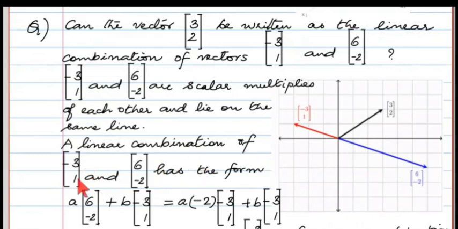Actually, this one is a scalar multiple. A linear combination of (-3, 1) and (6, -2) has the form a into (6, -2) plus b into (-3, 1); you can use lambda 1 also. We take the common factor from this one: from (6, -2), I am taking the common factor minus 2. After that, we will get (-3, 1). So after taking the coefficient, we get (-2a plus b) into (-3, 1). That means (3, 2) can be written as a linear combination of (-3, 1) and (6, -2). Therefore, it is a linear combination.